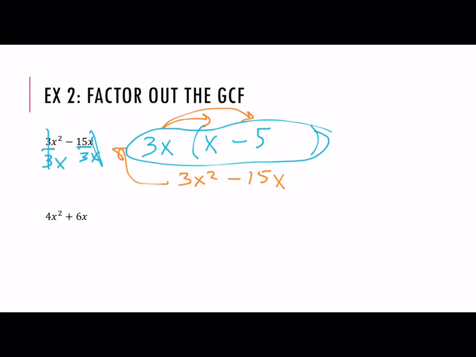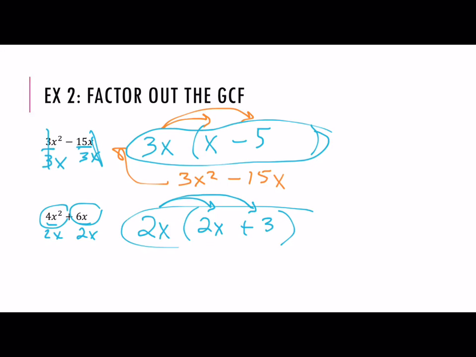4x squared plus 6x. So the greatest number that goes into both 4 and 6 is 2, and the largest variable that divides into both of those two terms is an x. Okay. So here's another way of thinking about it. You can think of dividing each of these by 2x, or you can ask yourself the question, 2x times what equals 4x squared? So that would be 2x times 2x. And then same question, 2x times what equals 6x, and that would need to be a 3. All right, and that's it.